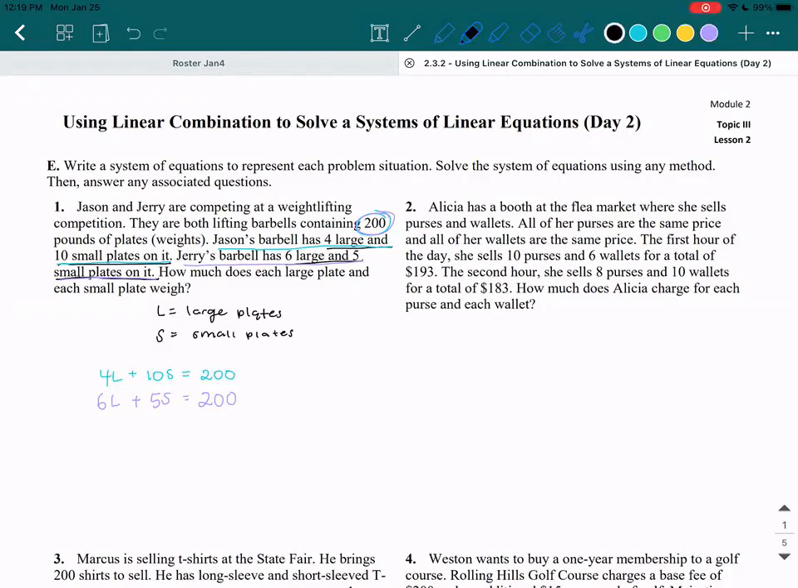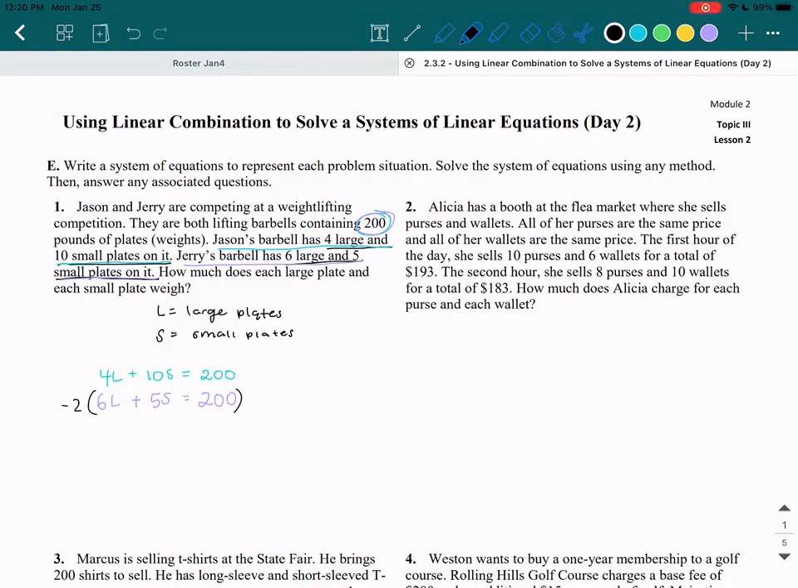Okay, so from here you get to choose whether you want to do elimination or substitution. For me, when I'm looking at it, I'm just going to compare the 4L and the 6L, and I'll also compare the 10S and the 5S, and see what I can do with that. Right now, it looks like the 10S and the 5S can become 10S and negative 10S if we simply multiply the bottom equation by negative 2. So I'm going to choose to do the elimination method for this one.